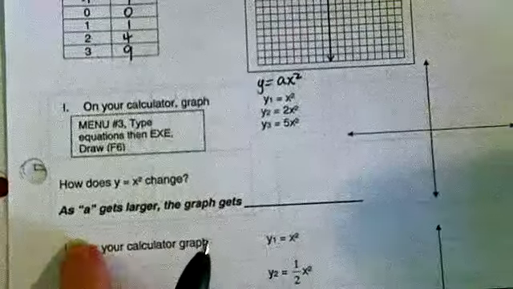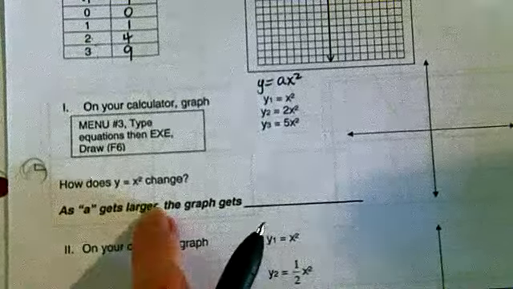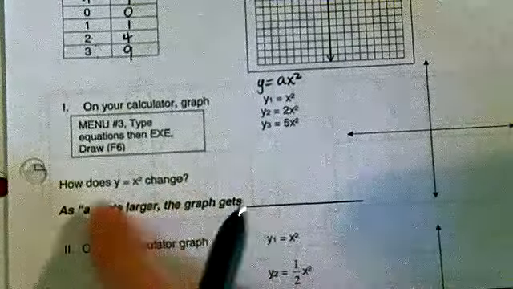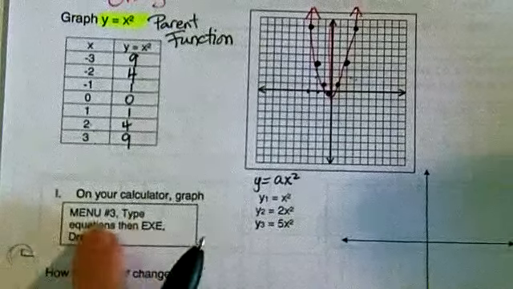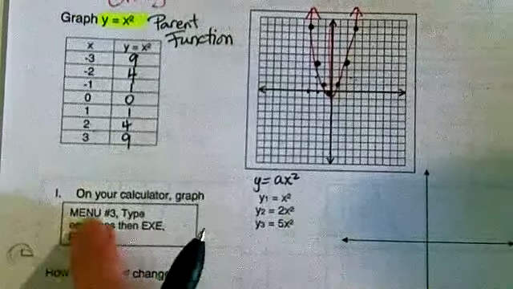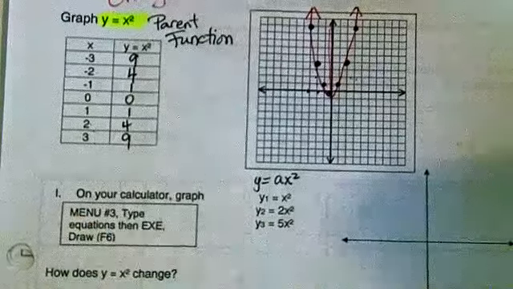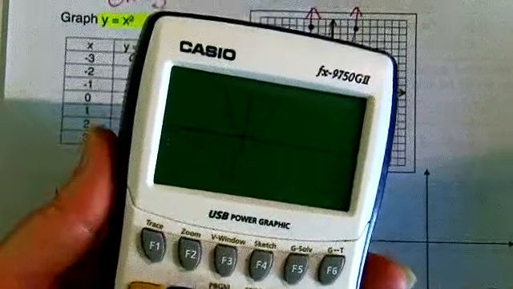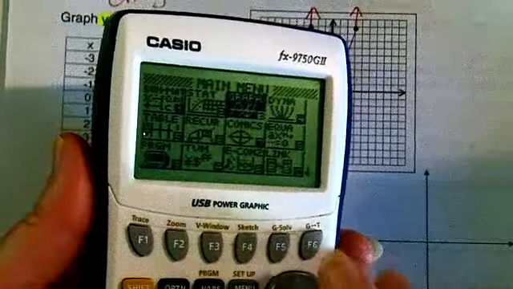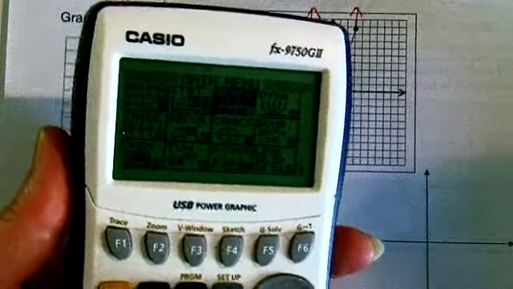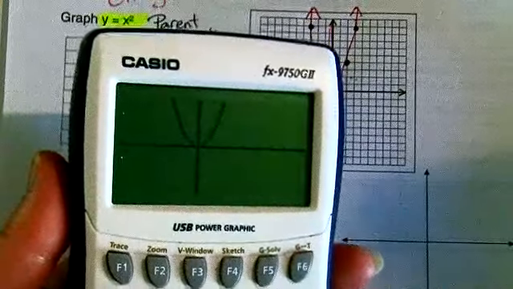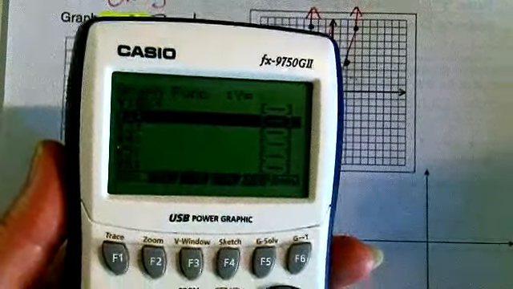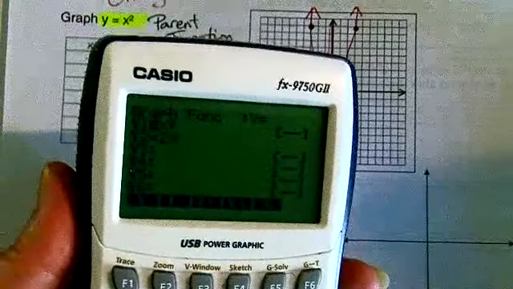So we're trying to find out what happens as a gets larger. What's going to happen to the graph? How's it going to change? Now, these are the instructions for Casio, and then I'm going to show you the other one. And I'm going to do Casio first. So we menu and we graph it. So we go to the graph, and I want to go back to the equation. So I'm pushing exit. I've got x squared, but now I'm going to push 2x squared.